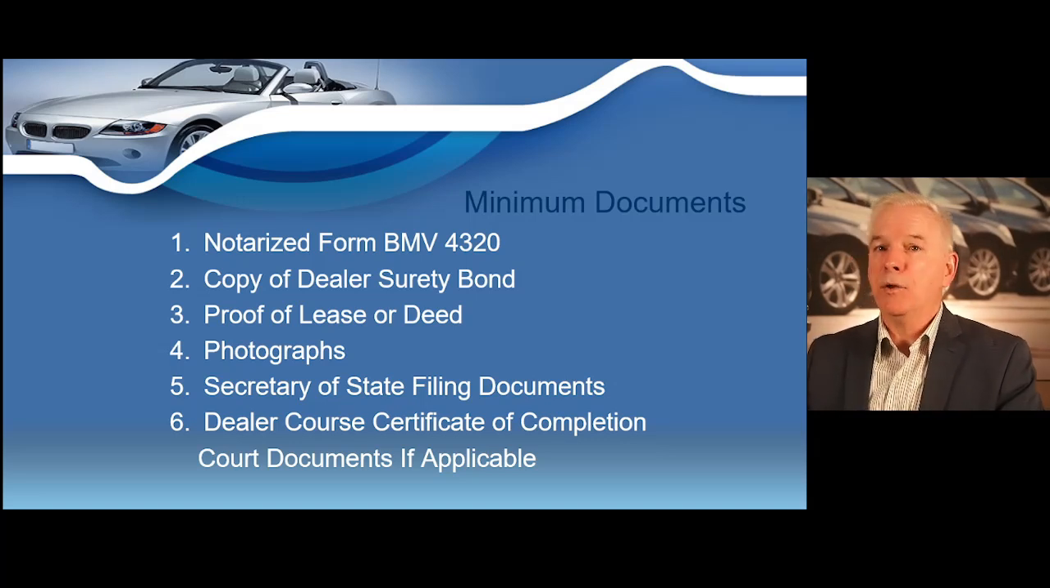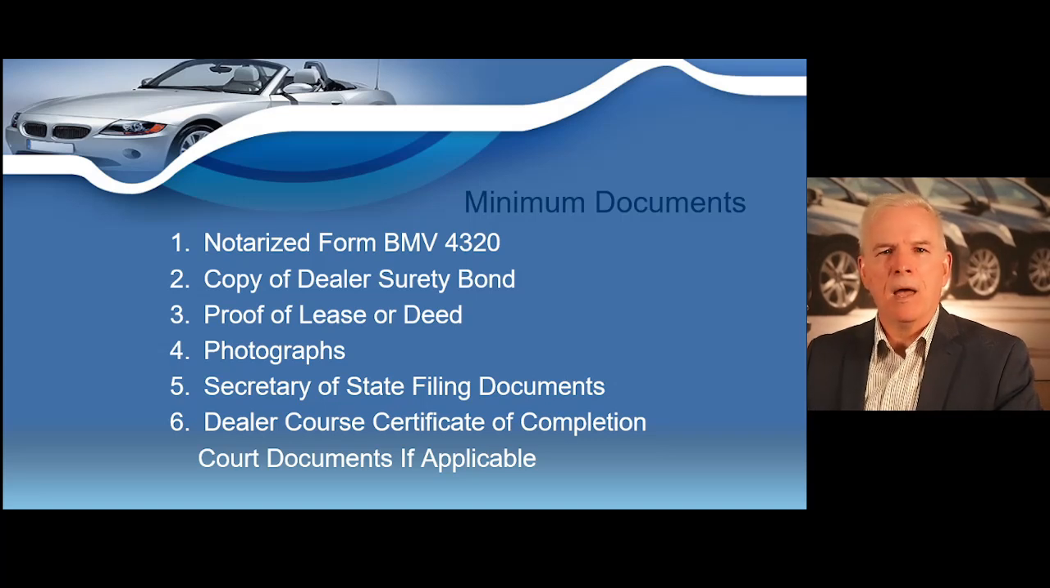You're going to have that notarized BMV form 4320. In just a couple moments, we'll complete the online dealer application form that you'll print and have notarized and then scan back onto your computer and upload through the online application system. And I'm going to show you this entire process in just a few moments. You're going to need a copy of your dealer surety bond, a copy of your lease or rental agreement to your building.